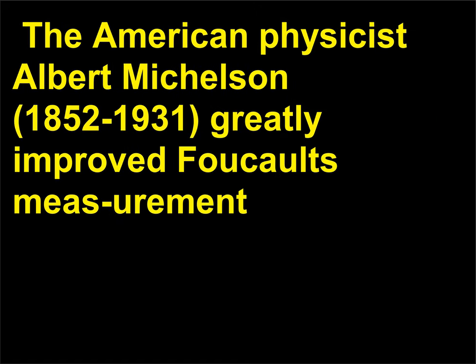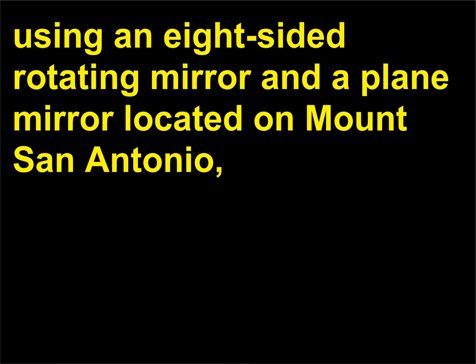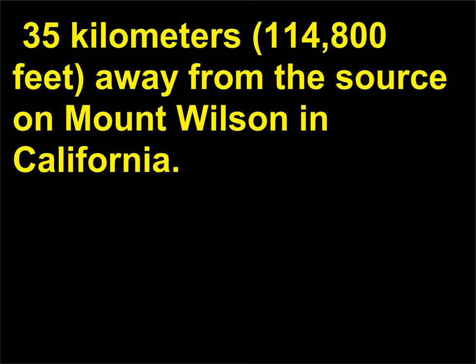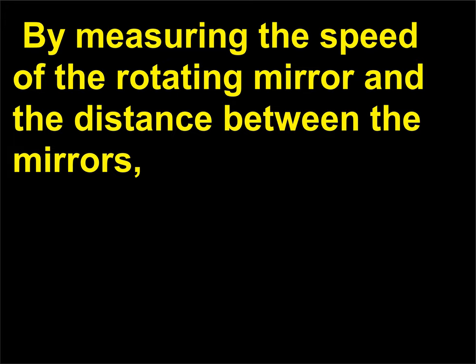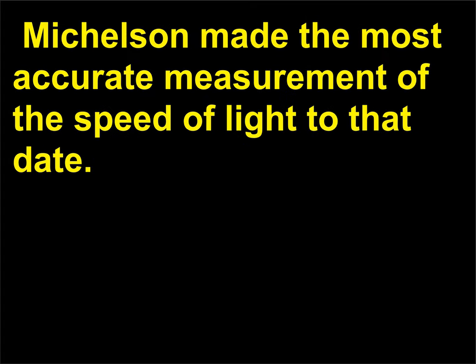The American physicist Albert Michelson (1852-1931) greatly improved Foucault's measurement. Using an 8-sided rotating mirror and a plane mirror located on Mount San Antonio, 35 kilometers (114,800 feet) away from the source on Mount Wilson in California, and by measuring the speed of the rotating mirror and the distance between the mirrors, Michelson made the most accurate measurement of the speed of light to that date.